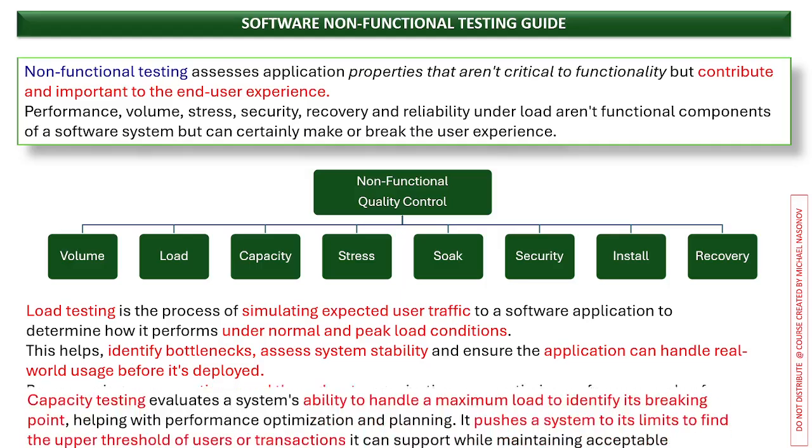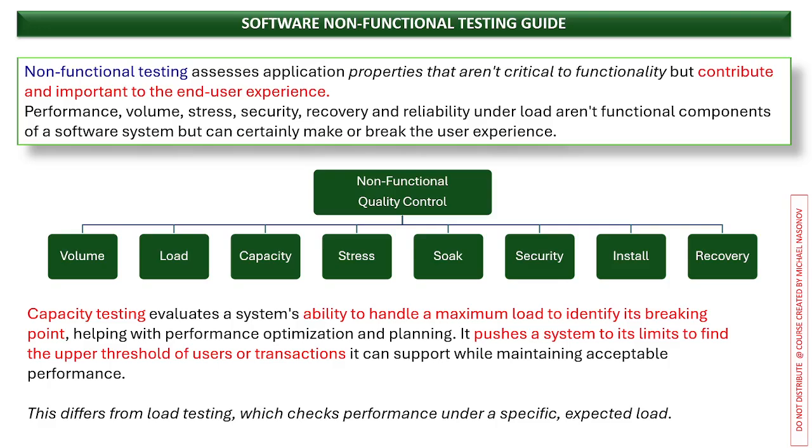Next is capacity. Capacity testing evaluates a system's ability to handle a maximum load to identify its breaking point, helping with performance optimization and planning. It pushes a system to its limits to find the upper threshold of users or transactions it can support while maintaining acceptable performance. This quite differs from load testing, which checks performance under a specific expected load.